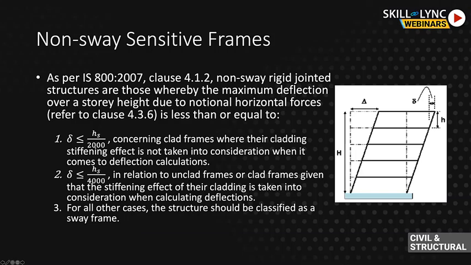If you're dealing with a structure that is uncladded, or where you took the stiffness of the cladding or other sheeting panels into the deflection calculation, then your limit is h_s divided by 4000. For all other cases, you should consider your structure to be a sway sensitive frame, and therefore you know that P-delta effects need to be taken into consideration.